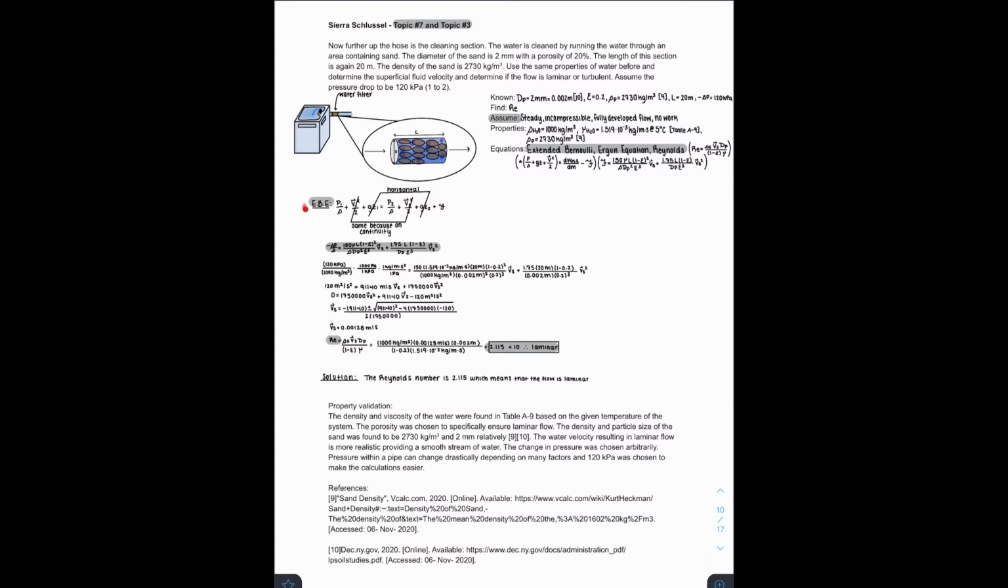We start with our extended Bernoulli equation, and we simplify because of continuity and because it's horizontal. We put our Ergun equation into our simplified Bernoulli equation, and we get this equation. We then put in all our numbers, and we solve for our superficial fluid velocity, and we get a number of 0.00128 meters per second. We put it into a Reynolds number equation, and we get 2.115, which is less than 10, so therefore the flow is laminar.